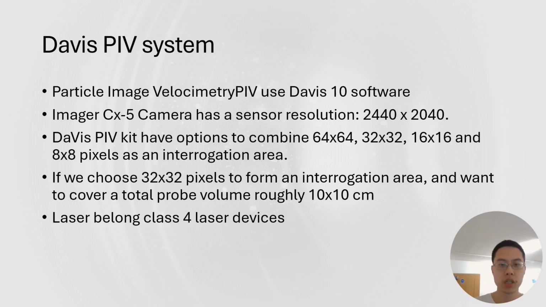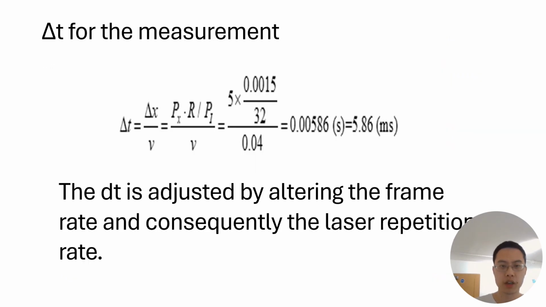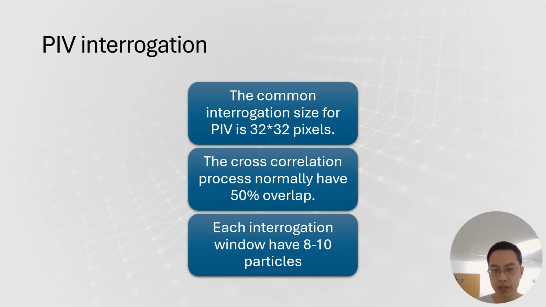If we choose 32 times 32 pixels to form an integration area and want to cover a total probe volume roughly 10 times 10 centimeter, the laser belongs to a class 4 laser device. Here's the calibration example. Here is the delta t for the measurement. The delta t is adjusted by altering the frame rate and consequently the laser repetition rate. Here is 32 times 32 pixels to form an integration area and want to cover a total probe volume roughly 10 times 10 centimeter.